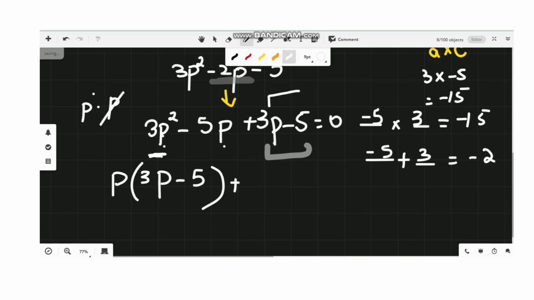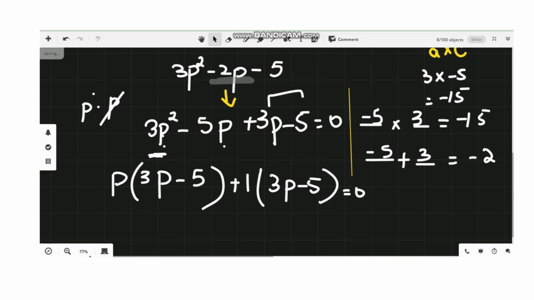Now if you look at the last two terms, there is nothing common, so you don't need to worry. We will just take out 1 as the common factor, because anything divided by 1 is the same thing. So I will just take out the 1 common: 3p minus 5, equals 0.